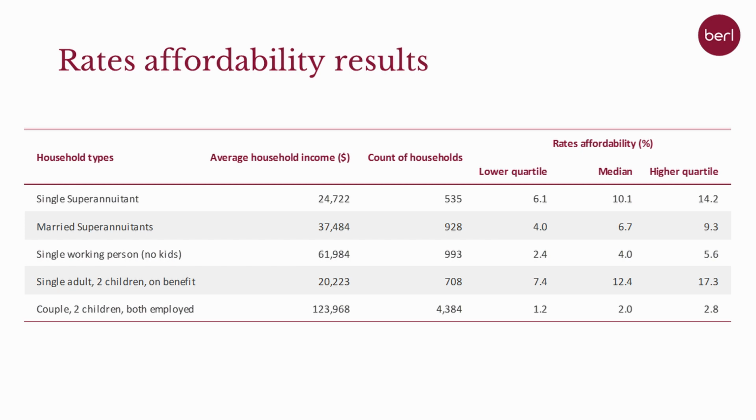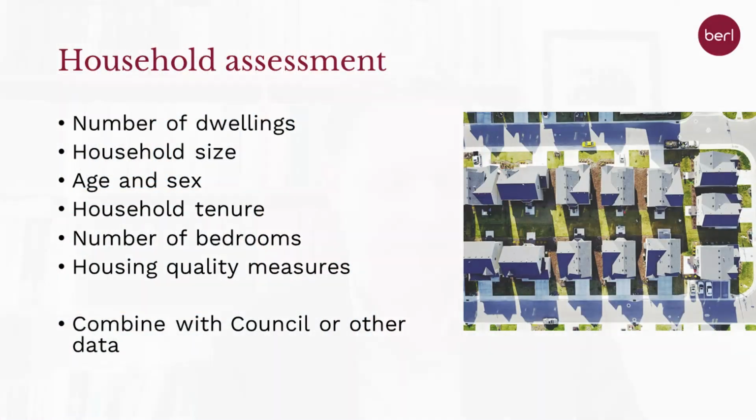The second example is around assessing households and housing. For this, the census data that is useful is the number of dwellings, including how many are occupied and how many are empty, size of households and the relationship between household members, age and gender profile of households, household tenure, number of bedrooms, and housing quality measures, which include dampness, mold, heating, internet, and phone access, as well as whether or not the property has functioning toilets or running water.